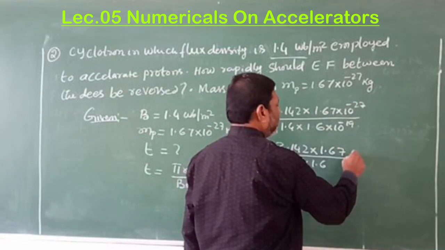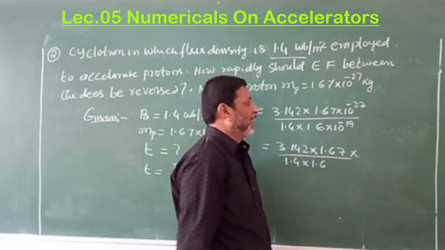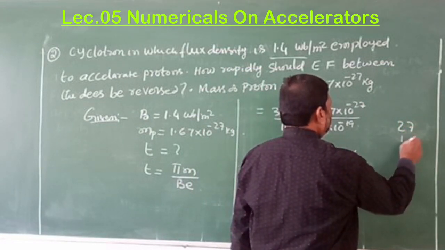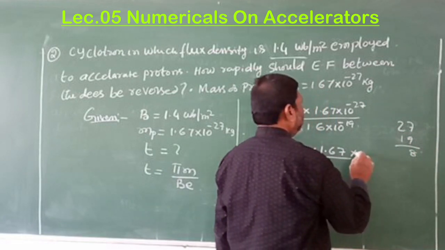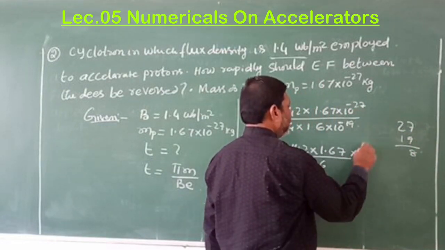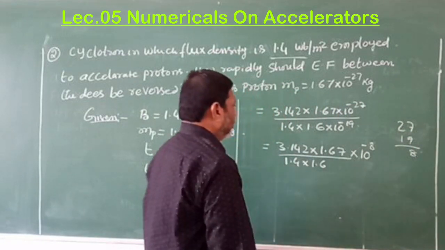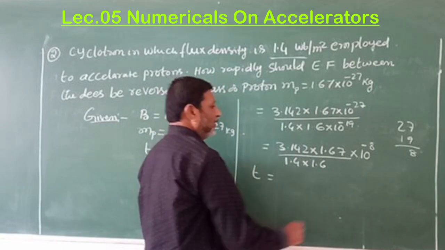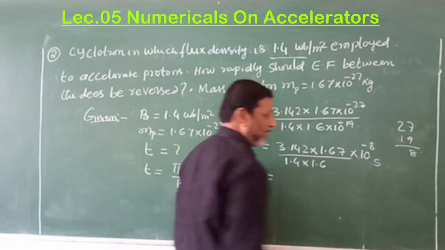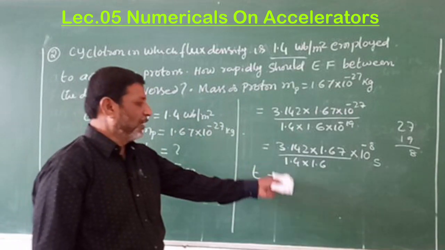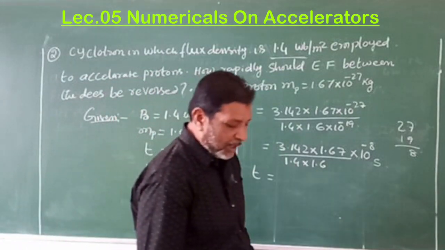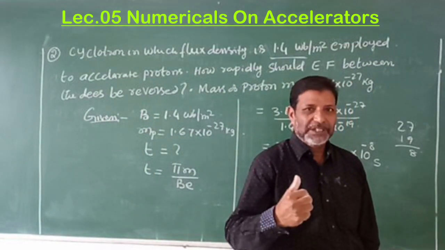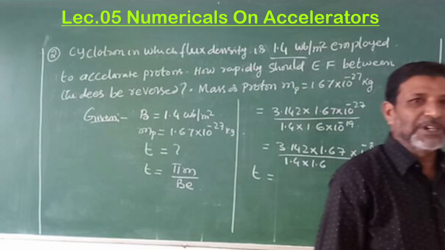Now this value you take to the numerator, it will be plus 19. Then 19 minus 27, how much will it be? This is equal to minus 8, you get it here. This is 10 to the power of minus 8. Then you simplify this one and you will get the time, in seconds. That means whatever value of time you get, within that time the polarities between the two Ds are reversed, isn't it? Therefore, this is the way we can calculate it.